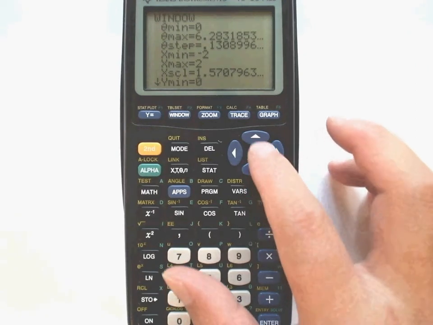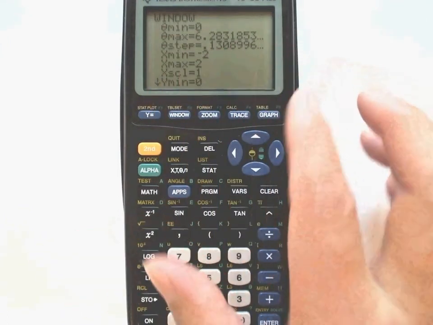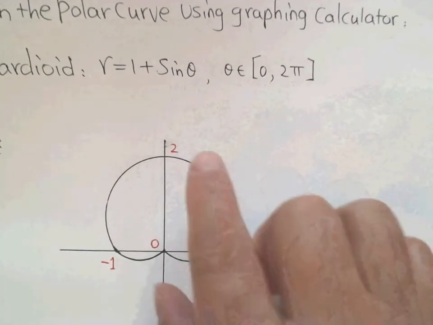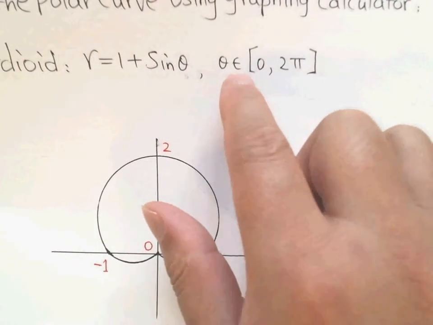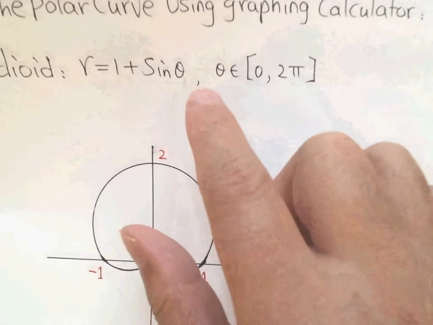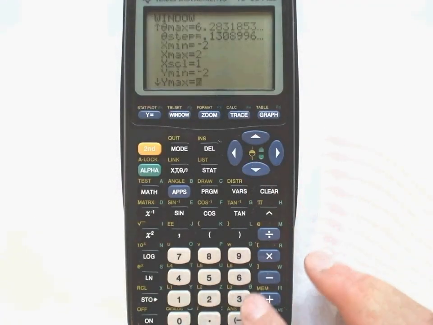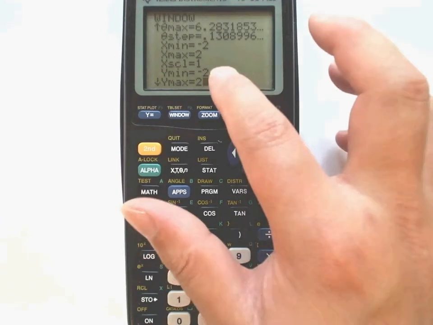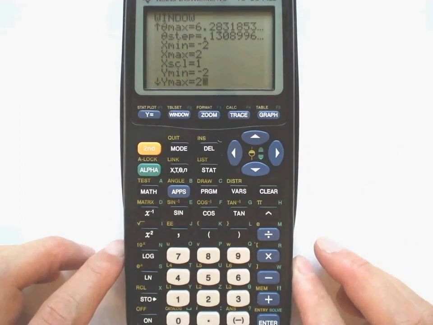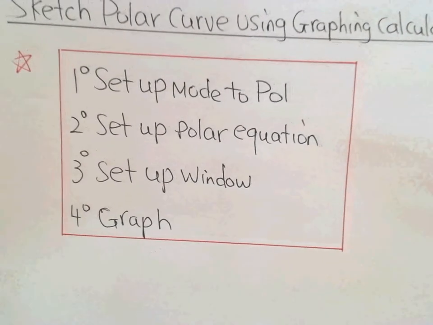The scale does not matter. I will put a 1 as the scale, so we have 1, 2, 3, 4 points. Now what are the y minimum and y maximum? Y is r times sine theta. You can imagine the possible minimum is negative 2 and the possible maximum is positive 2 still. So I will set up negative 2 to positive 2. Later when we look at the window, you can still modify your window, don't worry. So now the setup is done.